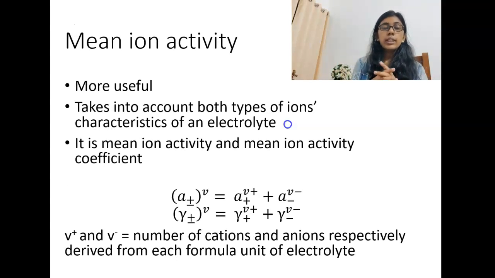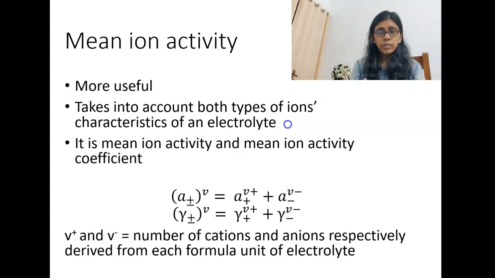However, more than the usage of activity, a much more useful term is the mean ion activity. It is very difficult to determine the activity of a single ion. If you want to determine the activity of a positive ion only, it would be difficult. But a more useful term is the mean activity, where you consider the total activity of the positive as well as negative ions. This takes into account both types of ions characteristic of an electrolyte. If it is sodium chloride, you consider both sodium and chloride. It is the mean ionic activity and mean ion activity coefficient.